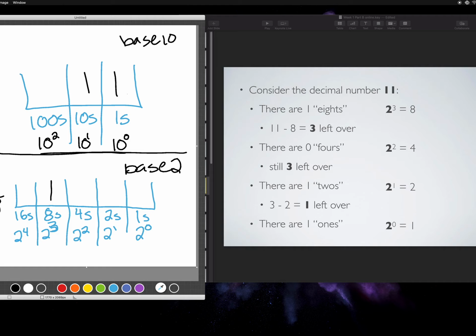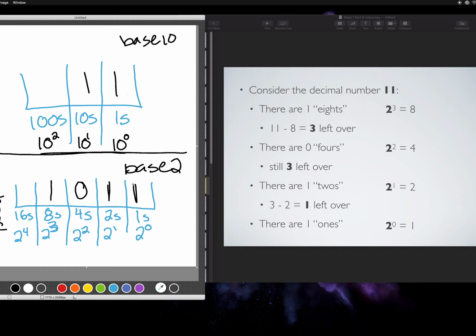Let's go to the 4 spot. We can't fit 4 into 3, right? There are no 4s left in 3. So that's going to be 0. Let's get to the 2. Okay, we can put a 2 into 3, right? We can fit 1 2 into 3. Cool, so we'll put a 1 there. We'll subtract off this 2 that we just dealt with, which means we have 1 left over, which is perfect, right? Because the next place is the 1s.